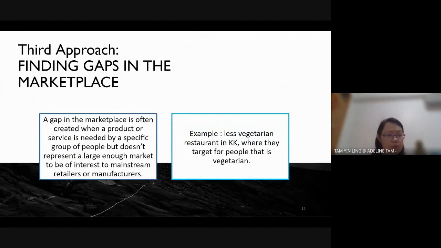So when we find a gap, it means that we look at a specific small group of customers to sell our product to. For example, there are few vegetarian restaurants in KK, especially in Kingfisher, for example. But there is a small group of customers who are vegetarian. So even though this group of customers is very small, there can still be a vegetarian restaurant, or shops selling vegetarian food in a certain area, such as in Kingfisher. Right, so this is what we call finding gaps. Find a small group of customers that we focus on selling the products to. And most of the time, they are willing to pay for that special service or special product.